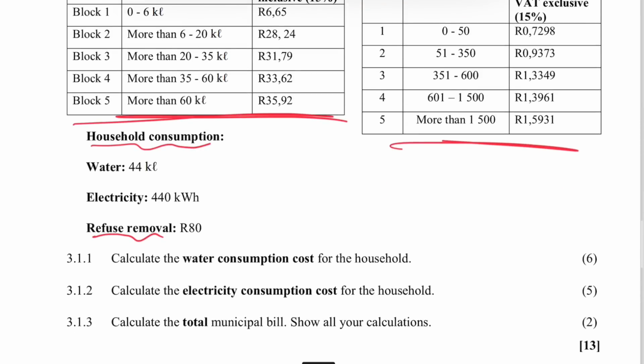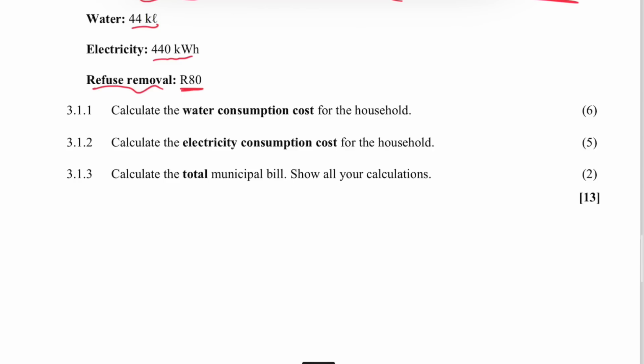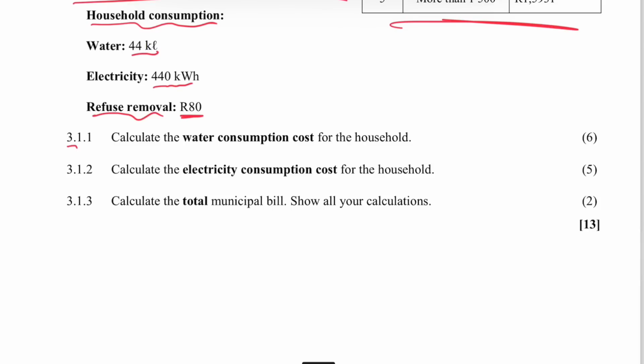Guys, it says this is the household consumption, the amount that they use. For water, it's 44 kiloliters, and for electricity it's 420 kilowatt hours, and the refuse is what? It's 80 rand. They charge them 80 rand, right? Now, question 3.1.1 says calculate the water consumption cost for the household.